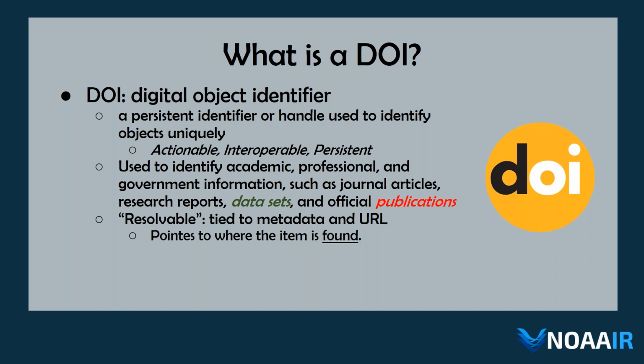So I have just a real brief definition here that they're used to identify academic, professional, government information. They can be used for data sets in addition to publications. Today, we're going to focus just on the publications. Next month, we'll have a second part in this series that's going to focus on DOIs for data sets. So I'll cover that a little bit later on. And I want to highlight resolvable. DOIs are resolvable, which means they are tied to metadata for that object as well as a specific URL. So it points to where the item is found.